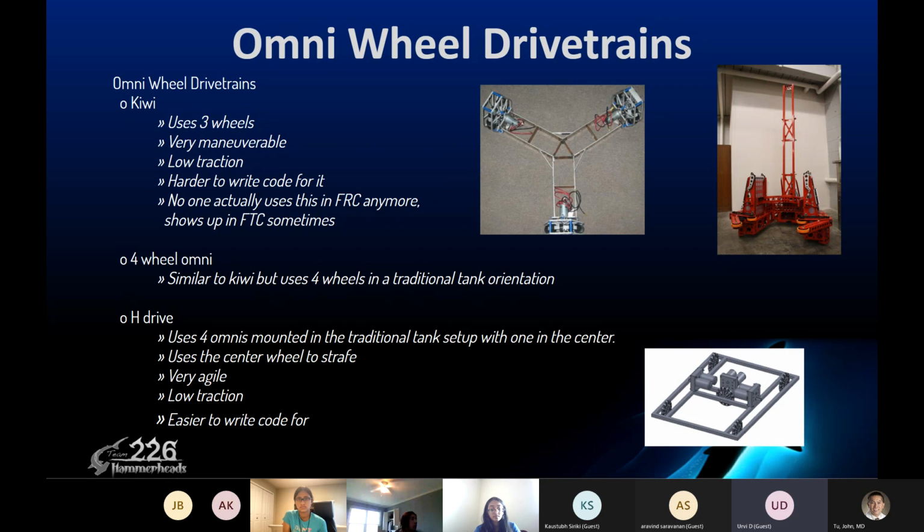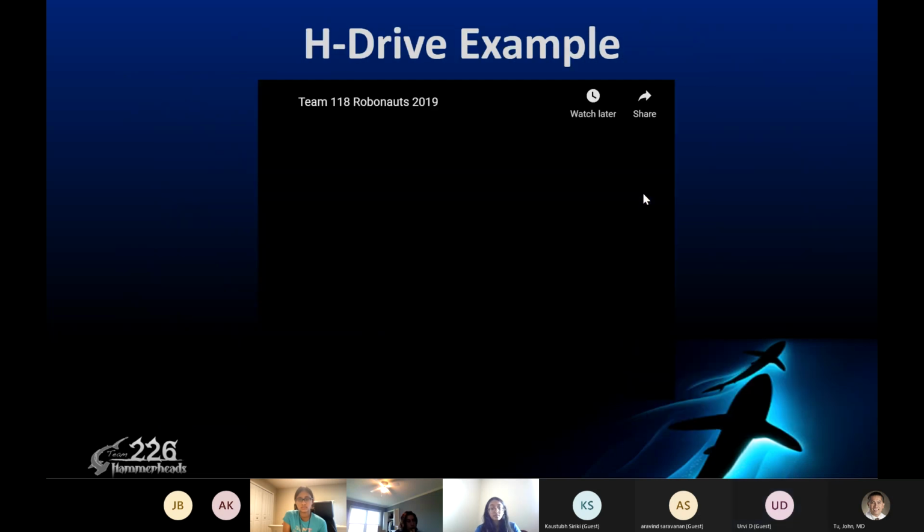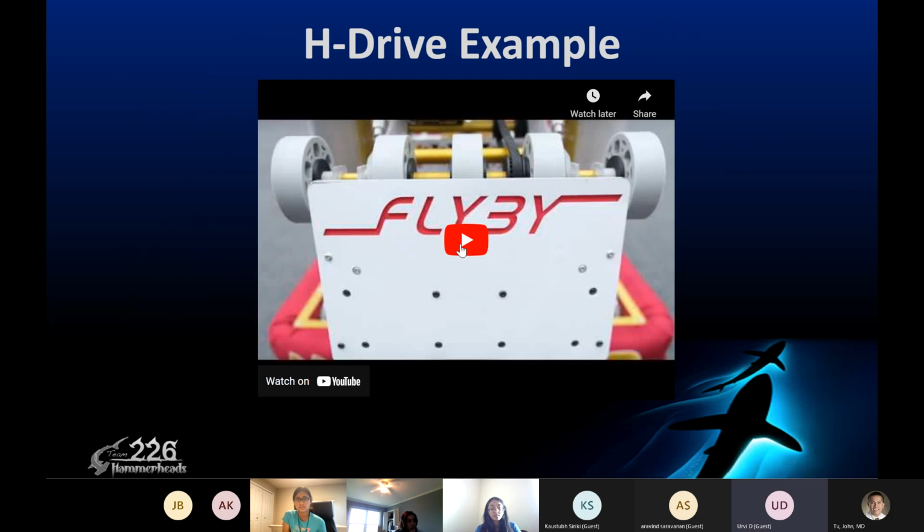An H-drive is a special kind of Omni drivetrain that uses 5 wheels instead of 4: 4 Omni wheels in the traditional tank setup, plus an additional one in the center, which is used to strafe. H-drives have low traction and are very agile and are actually easier to write code for. The next slide. And this is an example of an H-drive.